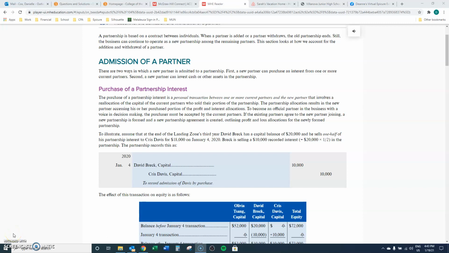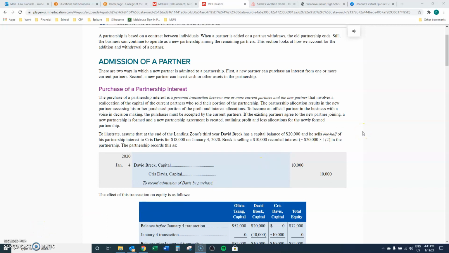Okay, so now what happens in an existing business if we want to admit a new partner? There are two ways you can admit a new partner. They can purchase an interest from an existing partner, or they can invest cash or some asset into the partnership. So let's look at the purchase of an interest in a partnership.